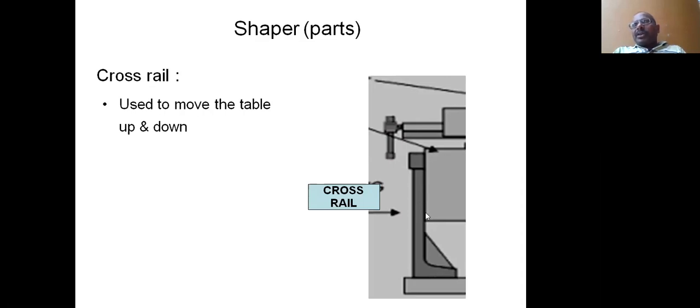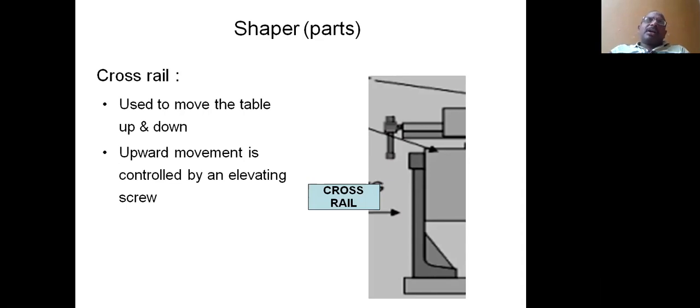So by giving rotation, what happens? This particular working table moves along the grooves of that particular cross rail. That means the cross rail is very important in order to adjust the position of the working table within a machine. It is used to move the table up and down in order to make contact between the job and the cutting tool.